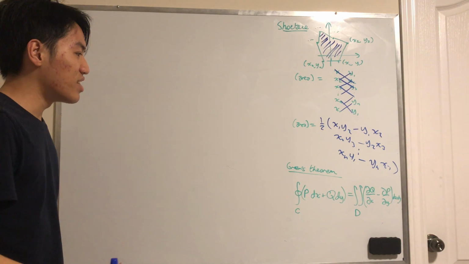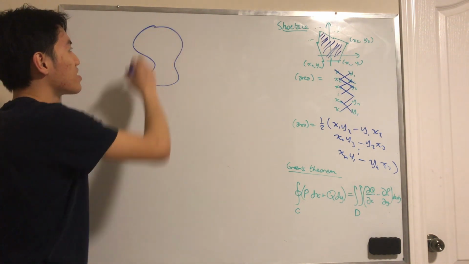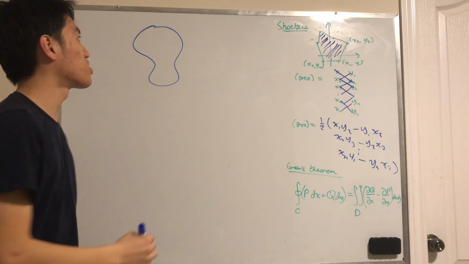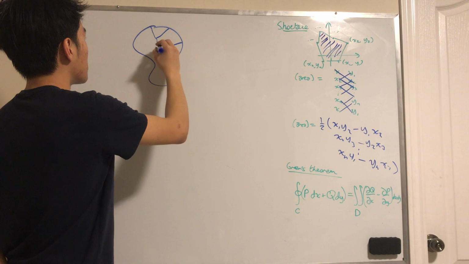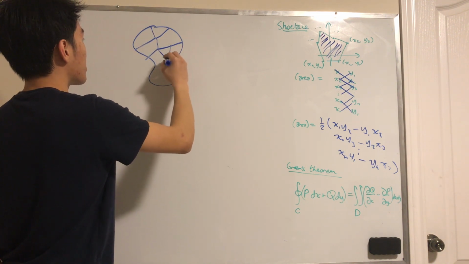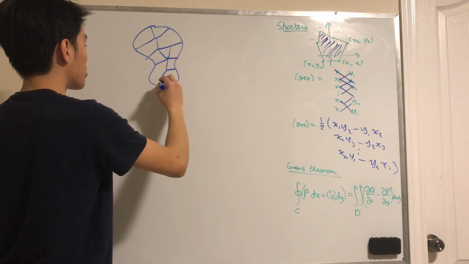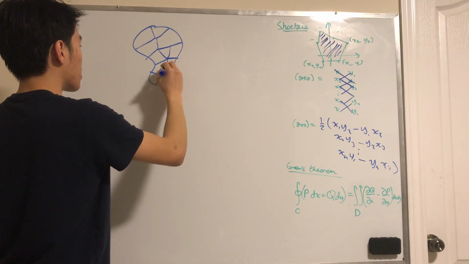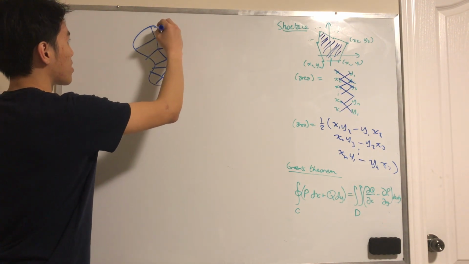Okay, now here's the idea. What if I have a region like this, and I want to break it up into smaller regions, because the big one is just too much to deal with. So I don't know, something like that. And I will say this is still going to be taken counterclockwise, because that's just the convention. Okay, something like that, and we're taking it counterclockwise.